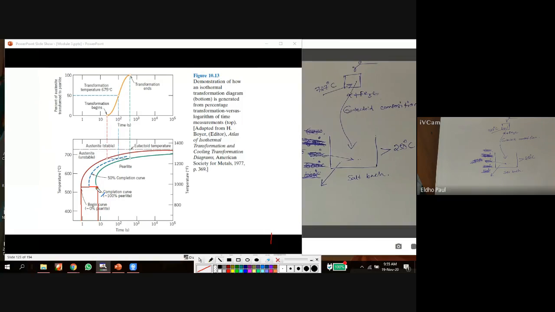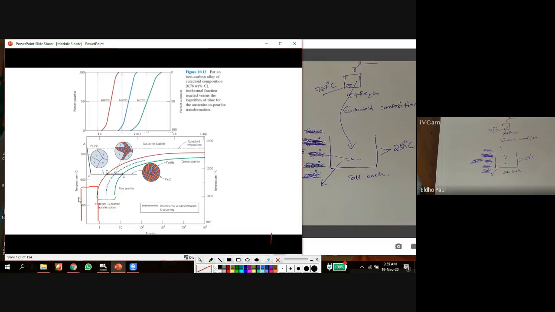So the entire conversion of austenite into bainite should be completed at 8 or 9 seconds. Then the resulting microstructure will be bainite. And what about the martensite?